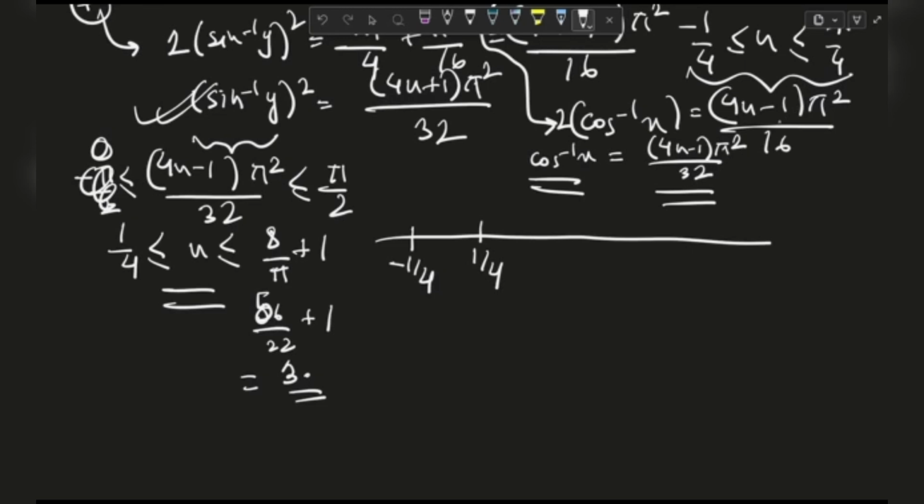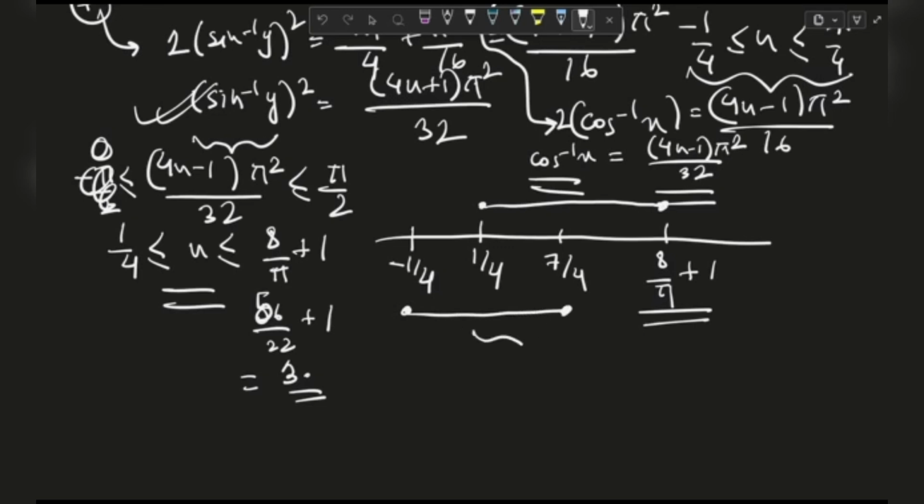7 by 4 is, I guess, 1 point something, right? This is 0.25, so 7 by 4 here. And this thing becomes 8 by pi plus 1. So first n is lying here between 1 by 4 and 8 by pi plus 1, and here it's lying between minus 1 by 4 and 7 by 4. So this is the common region, basically 0.25 and, what is this, 7 by 4, right? So 1.75. So between these two there is only one integer. So our n becomes equal to 1.